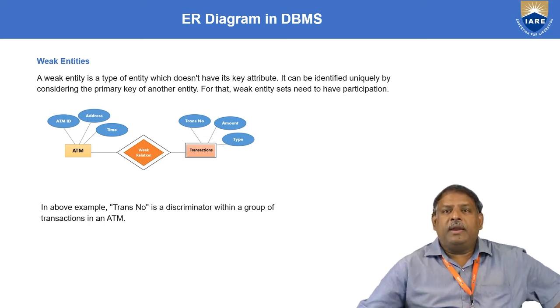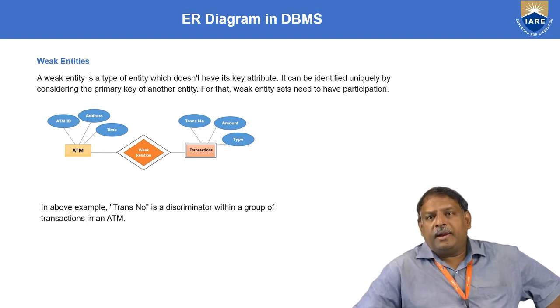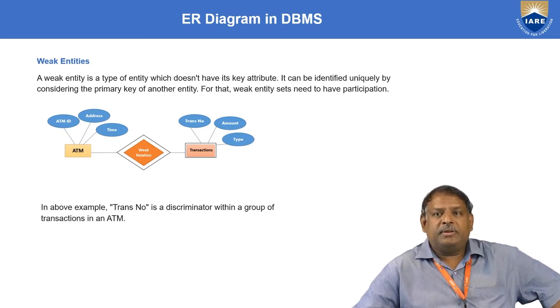For example, here the ATM. ATM has three properties: ATM ID, address, and time. And there is one more entity called transaction, with trans number, amount, and type. In this example, trans number is a discriminator within a group of transactions in an entity.